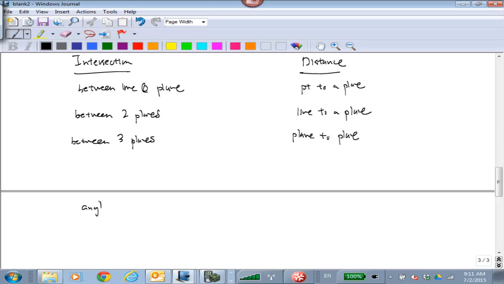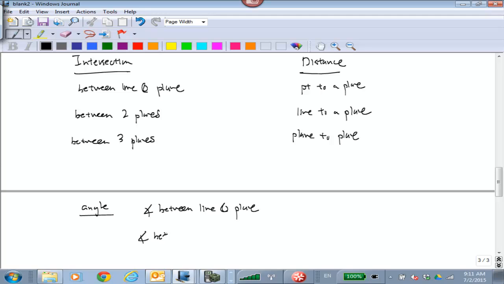Angles. Is a question involving angles. What do you need to know? Angle. Just now I talked about angle between lines, right? Correct? Guys, angle between lines, right? So here is angle between line and plane.